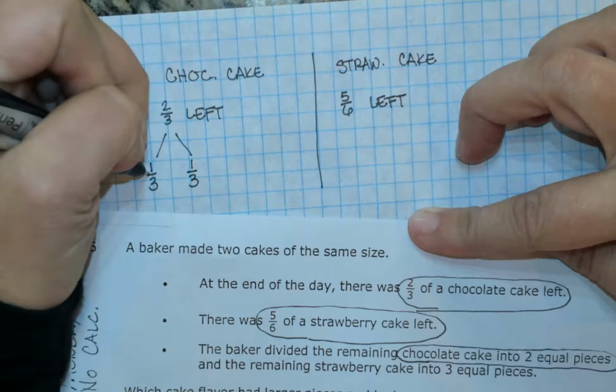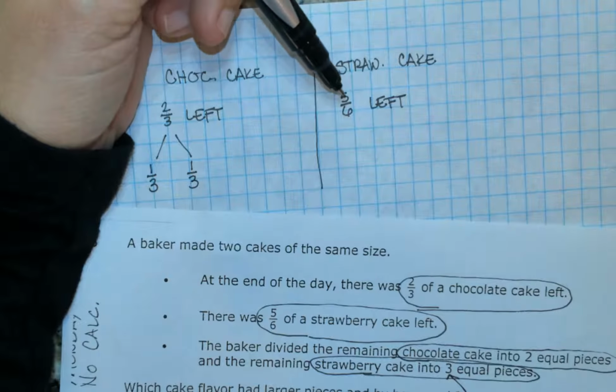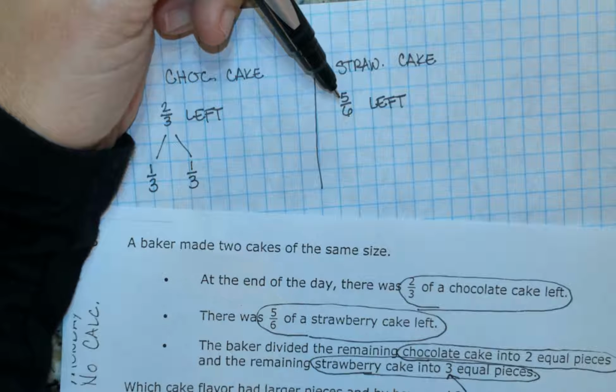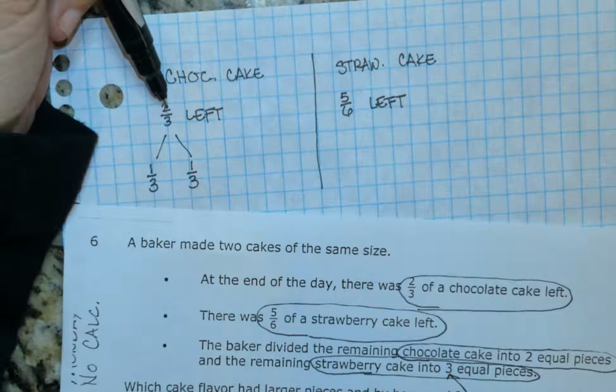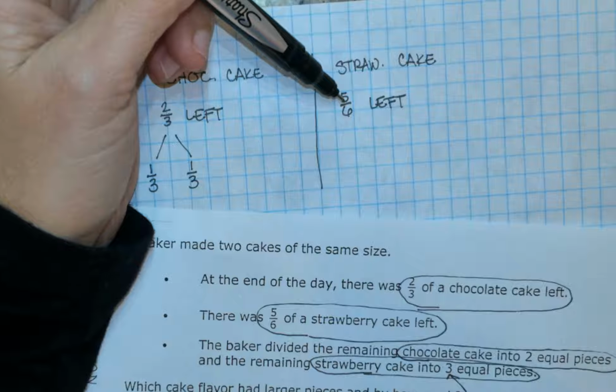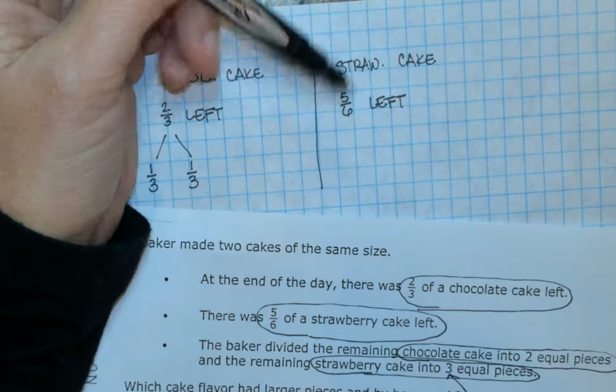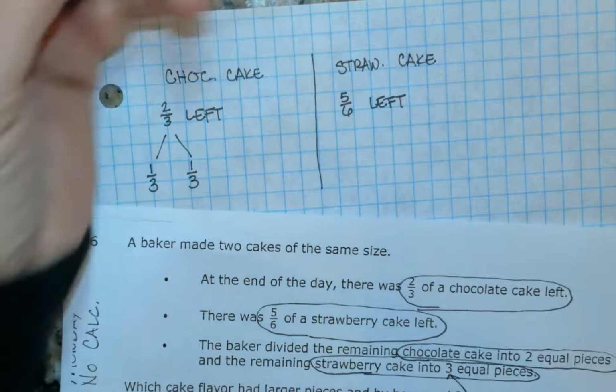And then it says they take the strawberry cake and divide that up into 3 equal pieces. So I'm looking up here at 5/6, and this one's not quite as easy to break up into 3 pieces. When I broke up 2/3 into 2 pieces, that split really easily, and I got 2 1/3s there. But I can't take 5 and break it up into 3 pieces without getting a decimal. So I'm thinking about how I can scale this up so that I don't end up with a decimal.